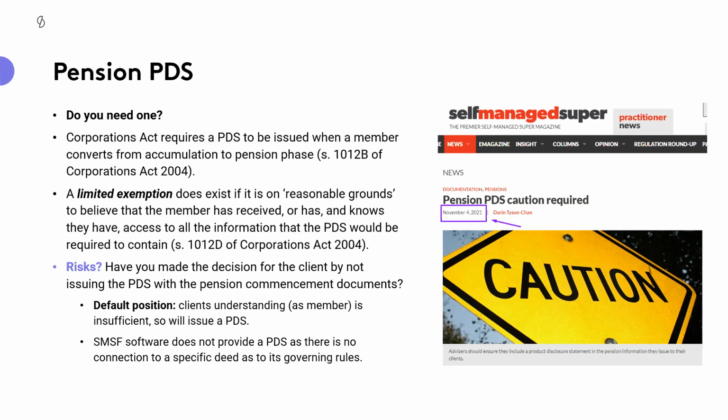So the default position of the client understanding as a member is insufficient, in my view. I would say the default view is that you would issue a PDS. To rely upon that limited exemption, you are making that decision for the client, in my view, as opposed to them making that decision in their own right. And again, our software does not provide a PDS, as there are no conditions specific to a particular deed as to the governing rules of the fund.